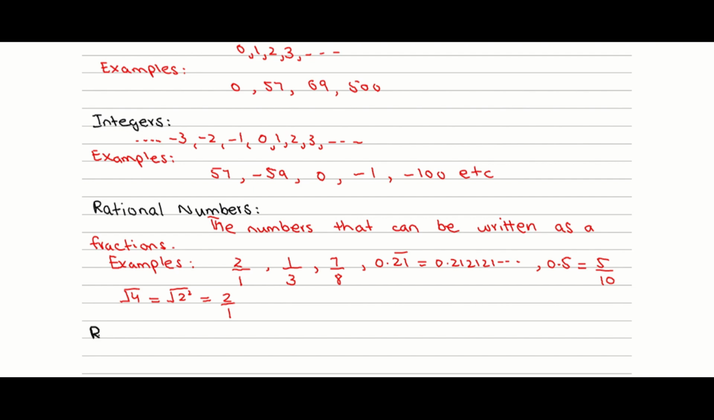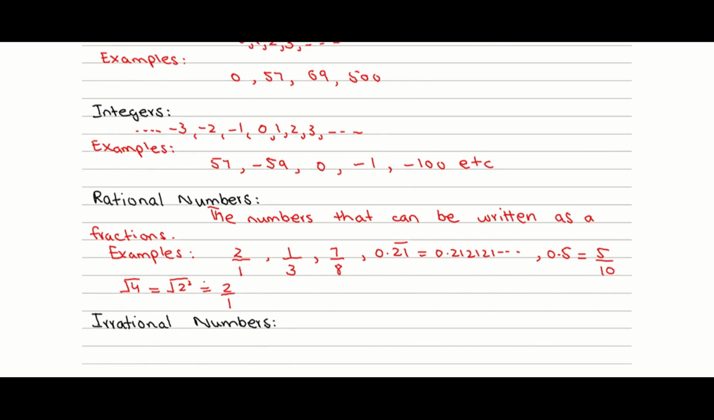Next are the irrational numbers. The irrational numbers are the numbers that cannot be written as a fraction. So the numbers that cannot be written as a fraction.